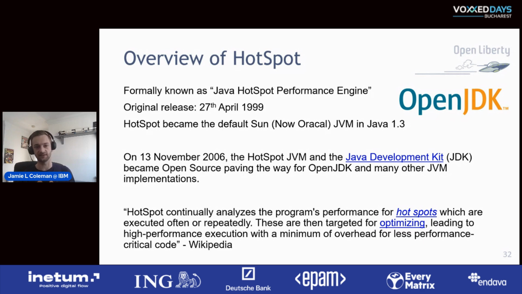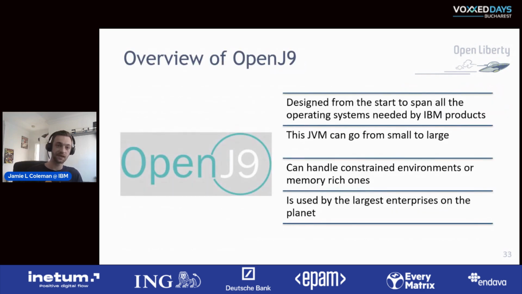And this was amazing. This basically paved the way for all the different flavors of JVMs we have out there in the open source community. So why was it called Hotspot? Hotspot continuously analyzes the program's performance for hotspots, which are executed often or repeatedly. These are then targeted for optimization, leading to high performance execution, which is where the word hotspot comes from. So that's a little bit of an overview of Hotspot.